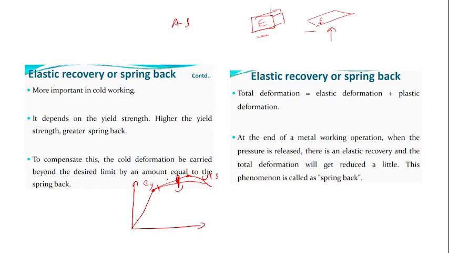So that is why the plastic deformation that is happening in your sheet metal is not much as compared to the elastic deformation. That is why the elastic recovery will be more in sheet metal forming than in bulk forming. Okay, so you should know two, three things about springback: what is springback, on what parameters it depends, and why it is more in sheet metal.